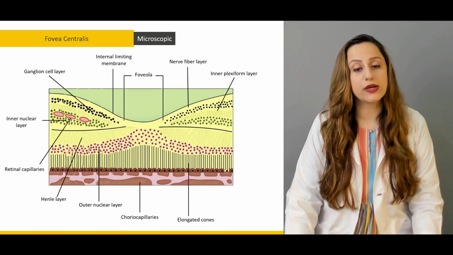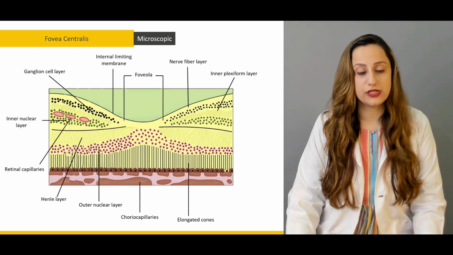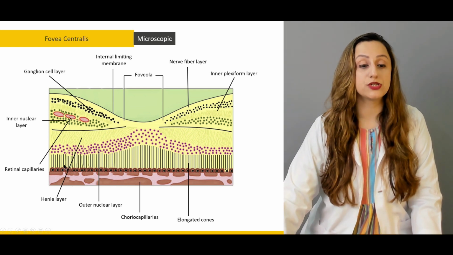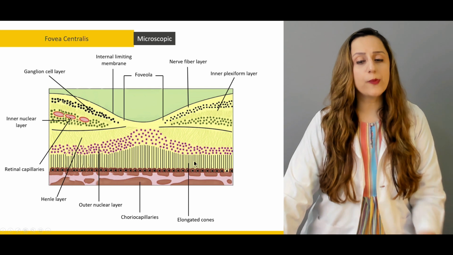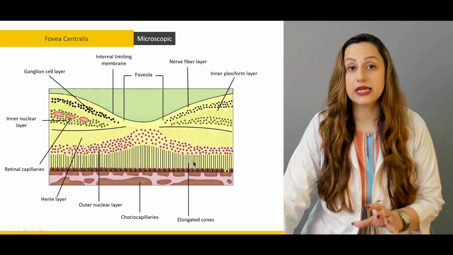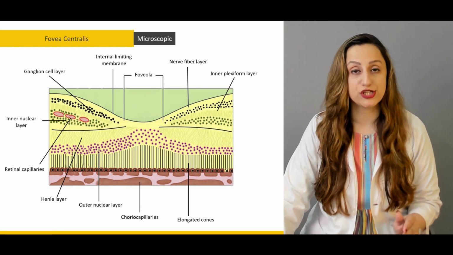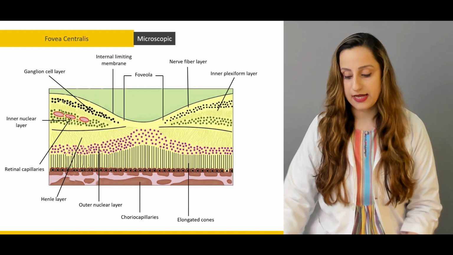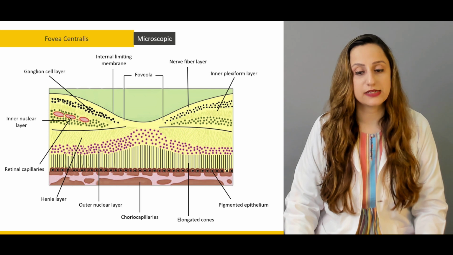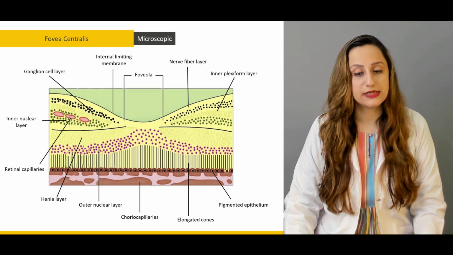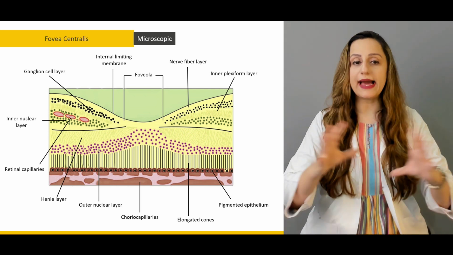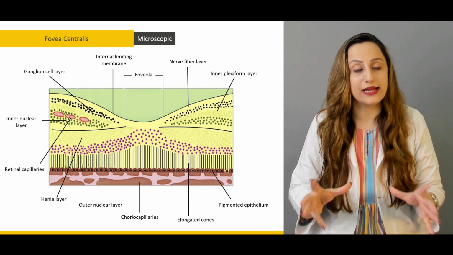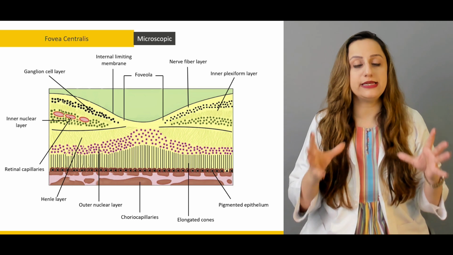Then we have the elongated cones. As you can see over here, there are these elongated cones present. You may notice that this area doesn't contain any rods. So it's only the cones that it is containing, and you should focus on this fact. Then we have the pigmented epithelium. Finally, looking at the microscopic structural review of the fovea centralis, you should get to know these structures.